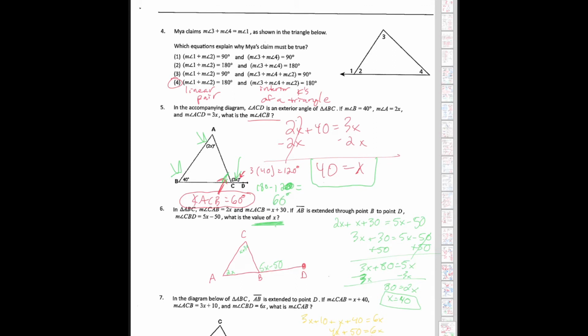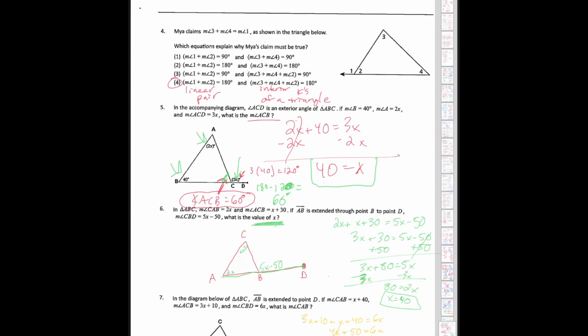For number 6, this is one where I have to draw my own picture. So triangle ABC, and then we have AB extended through point B to point D. I label what I'm missing. I'm given that angle ACB and CAB are 2x and x plus 30 labeled in the picture. And then I have my exterior angle equal to 5x minus 50.